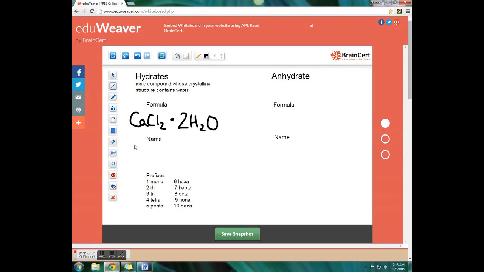To name this hydrate, we name both parts, the salt and the water. So to name the ionic compound, we name it just like we've done ionic compounds before, calcium chloride. In order to name the water, we have to use a prefix to indicate how many waters are contained. These are the same prefixes that we've seen before when we have done covalent molecules and organic chemistry. So according to the formula, we have two waters, so we use our prefix di, and then the word hydrate. So our name for this hydrate is calcium chloride dihydrate. We name the salt and the water.